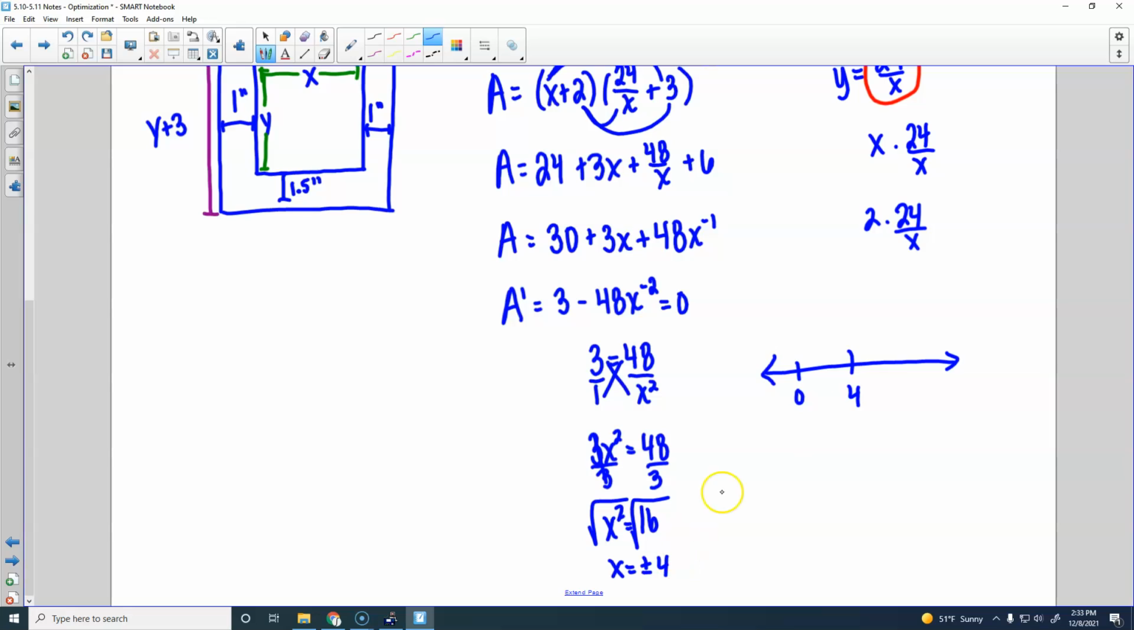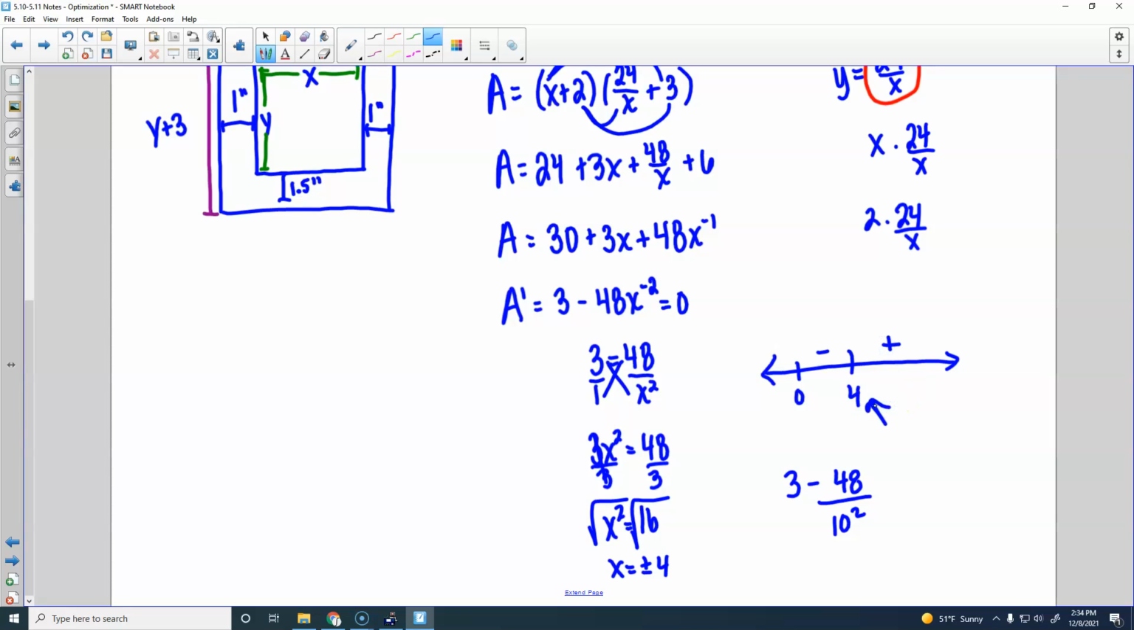Between 0 and 4, like at 1, if you plugged in 1, you'd have 3 minus 48 over 1 squared. You get a negative here. If you plugged in something bigger than 4, like 10, I like 10 here lately, 48 over 10 squared, that'd be 3 minus 0.48, you get a positive here.